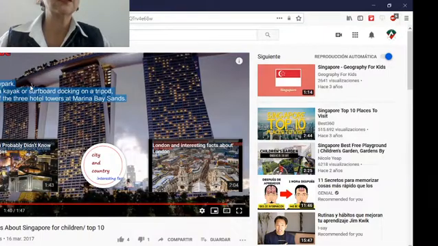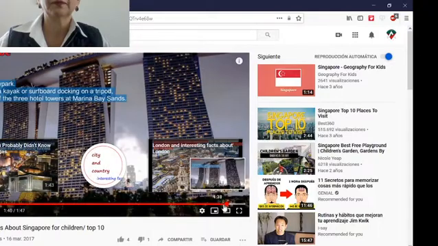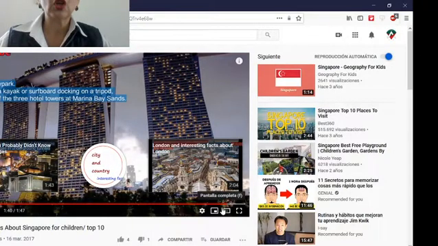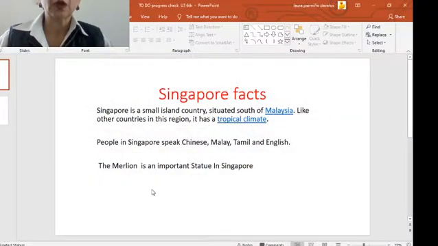Okay, this is the Sky Park. It looks like a kayak or a surfboard docking on a tripod, built on top of 3 hotel towers at Marina Bay. Look, Marina Bay Sands, beautiful hotel. I'm sorry, I did not extend the video, but anyway, you have an idea. So now you have some important facts about Singapore.